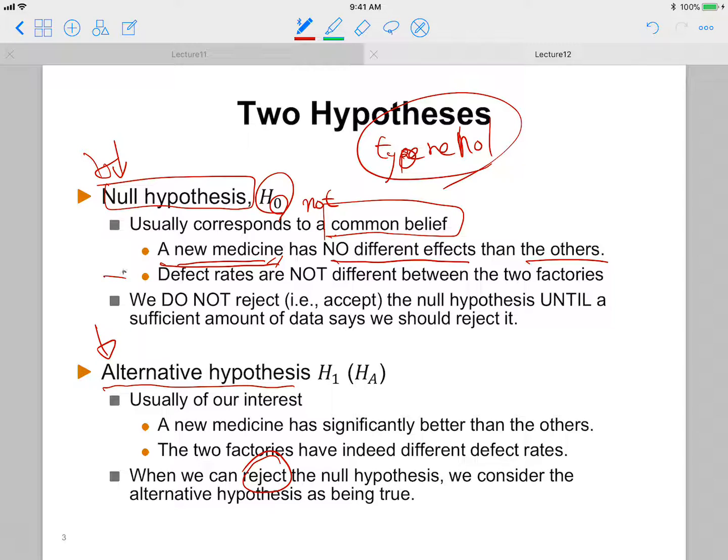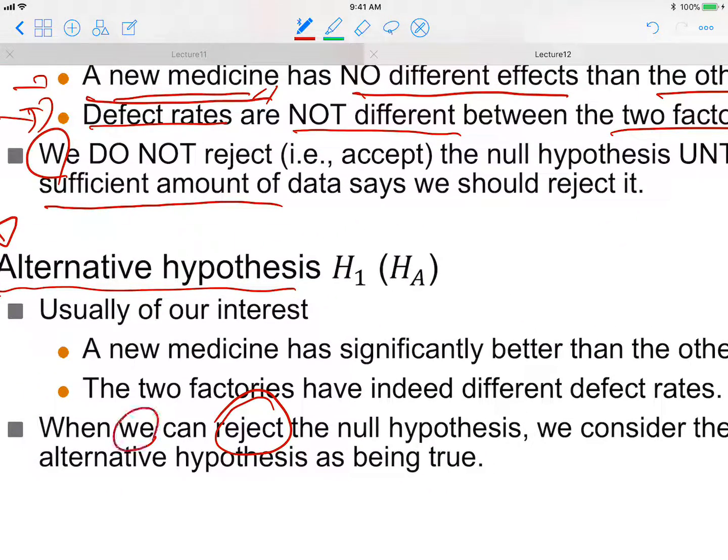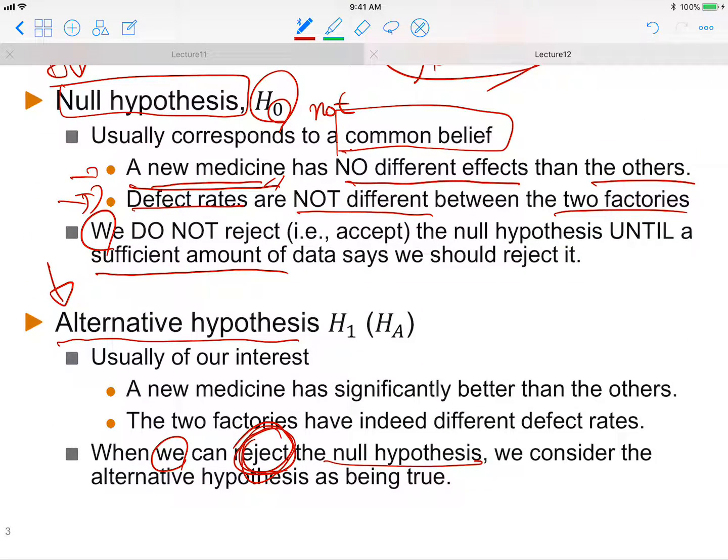Okay, and then in the other case we have 2 factories, and our default belief is that their defect rates are not different, so they are the same. And when a sufficient amount of data or evidence is given in a way that these common beliefs are wrong, that's when we reject or throw away or abandon this default hypothesis or default common belief. So we say that we reject the null hypothesis, when this sufficient amount of data says we have to reject it, supporting the other scenario.